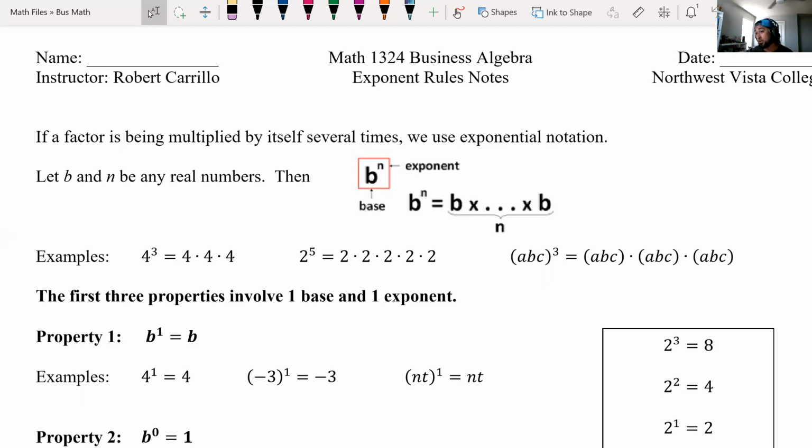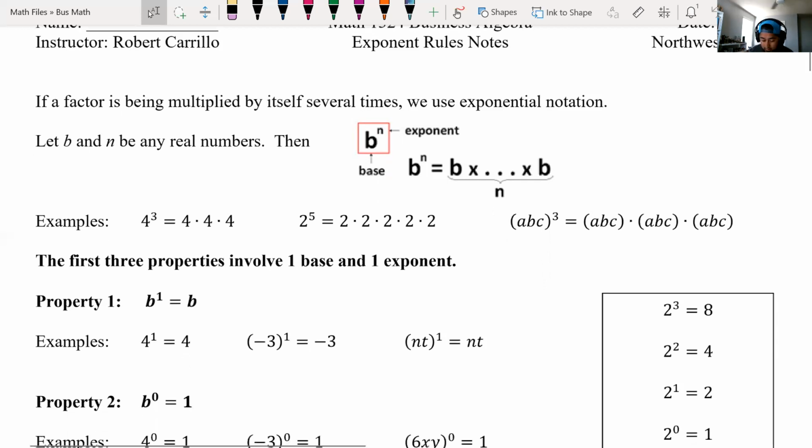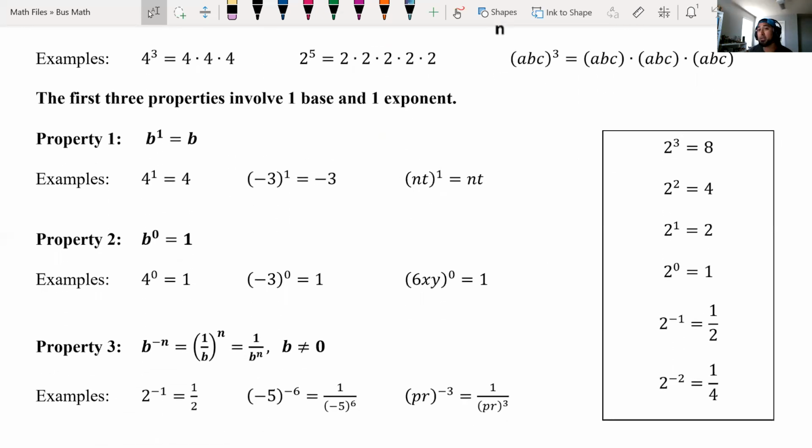So the exponent, the power, or the degree, they all mean the same thing, tells you how many times you should write the number out and multiply it. Okay, so we have some properties of exponents. The first property says that b to the first power will equal b. So any number to the first power will be itself. Examples of that are 4 to the 1 is 4, negative 3 to the 1 is negative 3, and n times t to the 1 is n times t.